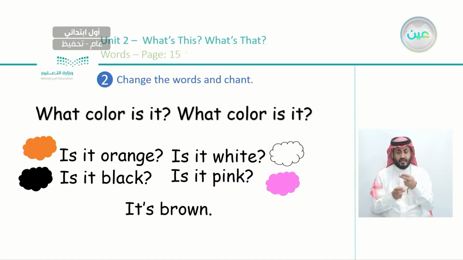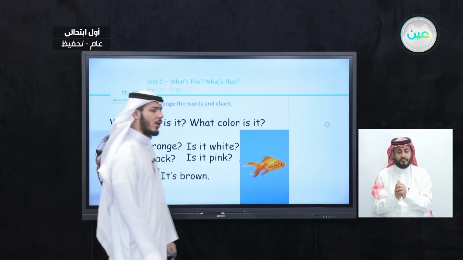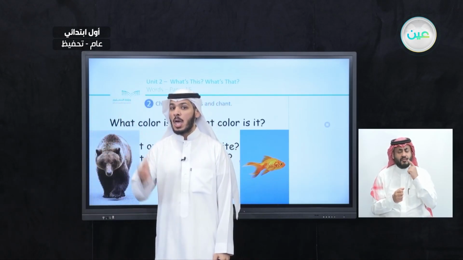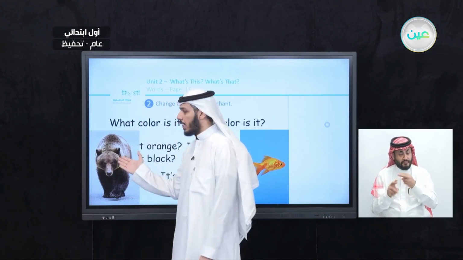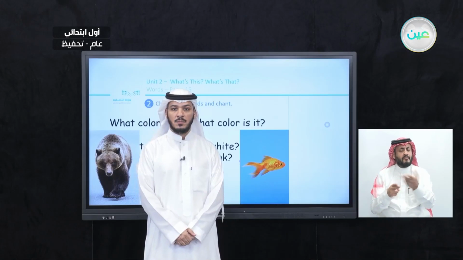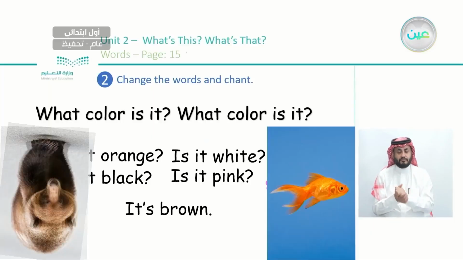Okay. It's brown. Now, we have 2 animals here. It's brown. So, it's not white. It's not red. So, it's brown. Is it the bear? Or is it the fish? What do you think? It's a brown? Yes, excellent. Can you point? Yes, excellent. So this is the bird.